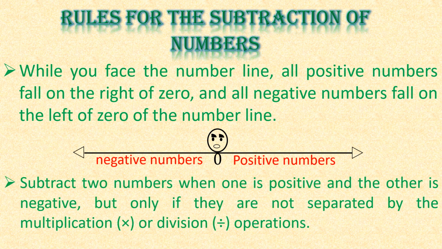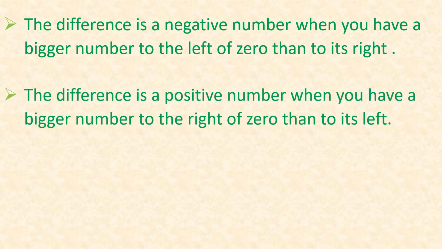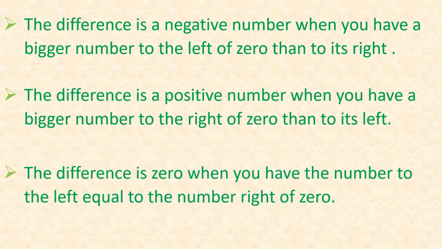Subtract two numbers when one is positive and the other is negative, but only if they are not separated by the multiplication or division operations. The difference is a negative number when you have a bigger number to the left of 0 than to its right. The difference is a positive number when you have a bigger number to the right of 0 than to its left. The difference is 0 when you have the number to the left equal to the number right of 0.